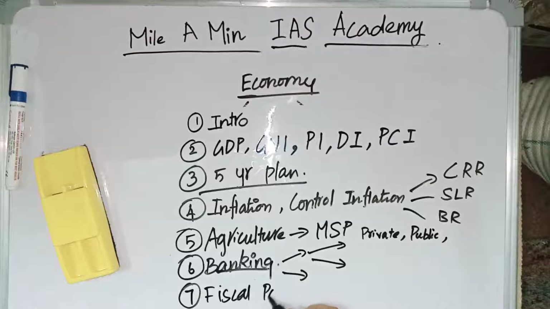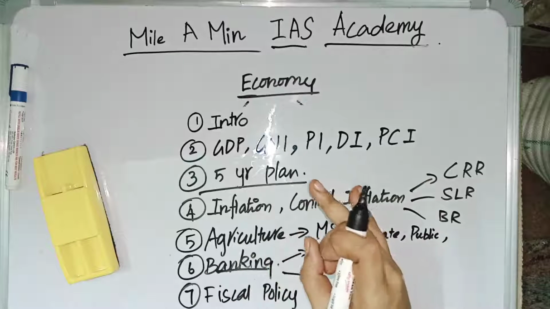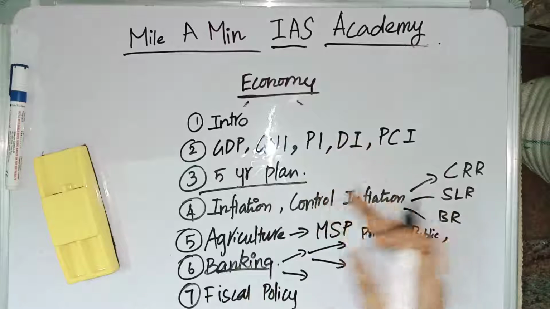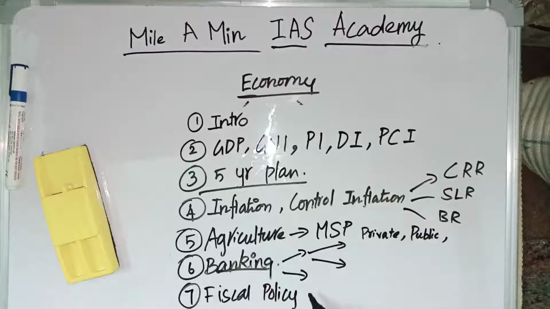So in fiscal policy, we'll be having budget, money bill, financial bill, and the expenditure, and there are Consolidated Fund of India, Contingency Fund of India, Public Accounts of India. We will be seeing all those things. And in fiscal policy, we will be having two: generally, we have revenue as well as expenditure.